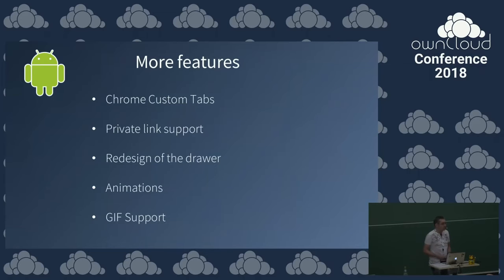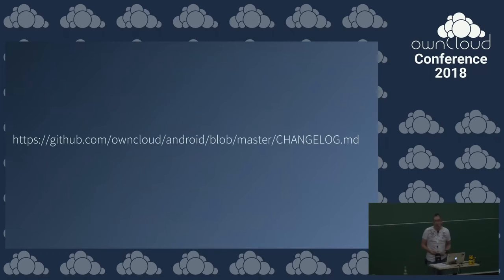We have been working on many features. For example, you have here a list: Chrome custom tabs, in order to improve the reliability in the OAuth 2 authentication process that is performed in the default browser of the device. Support for private link. We have redesigned the drawer following the guidelines of material design, including, for example, the quota of the user. We have included animations in the browsing. We have included GIF support and things like that. And also more features that you can check in the changelog of the Android app in the open GitHub repository that you can see here, the URL.